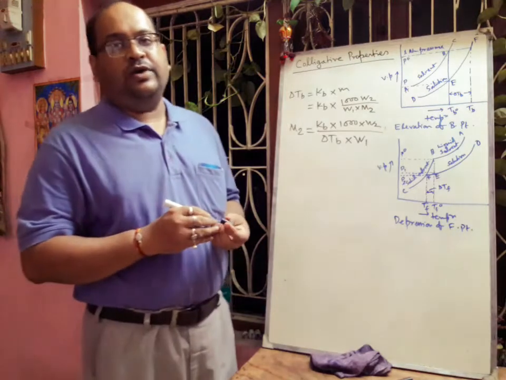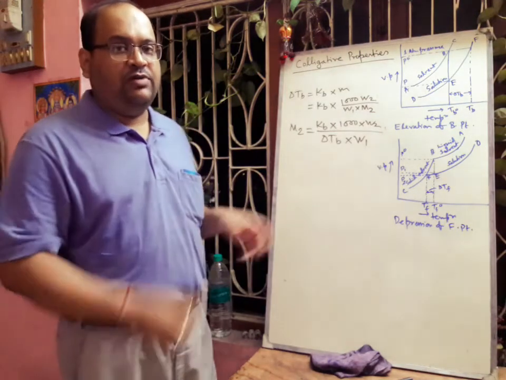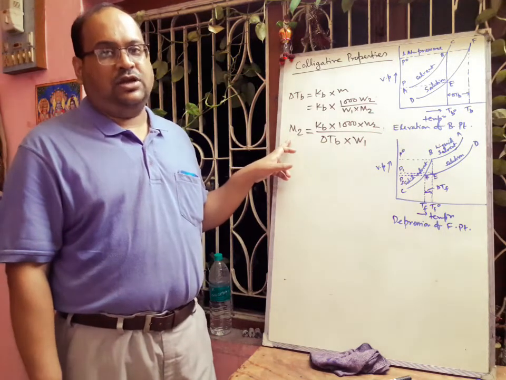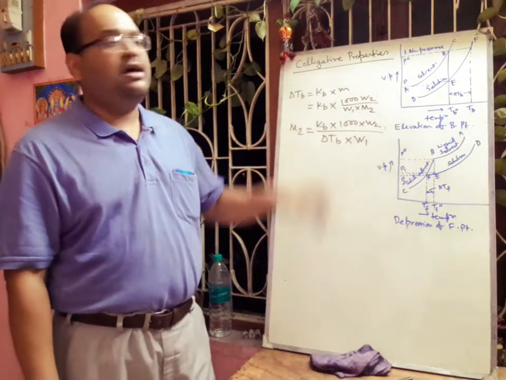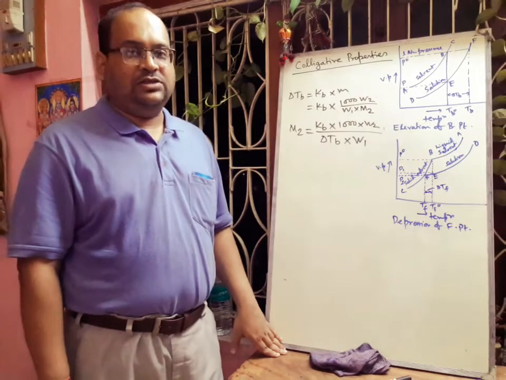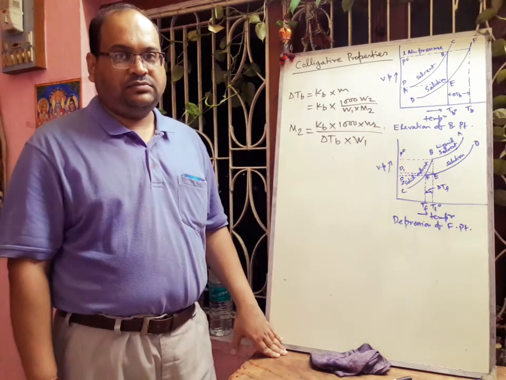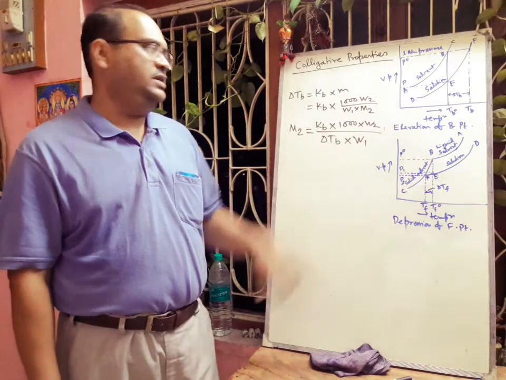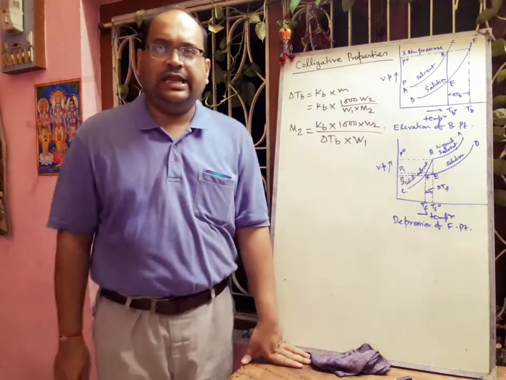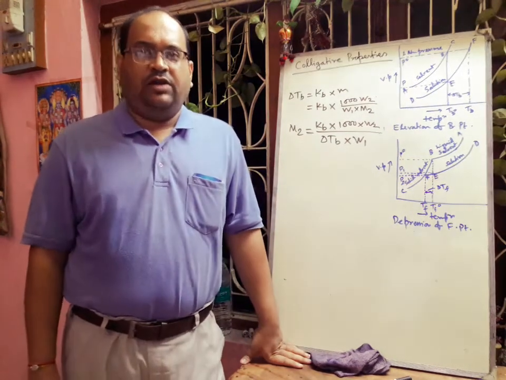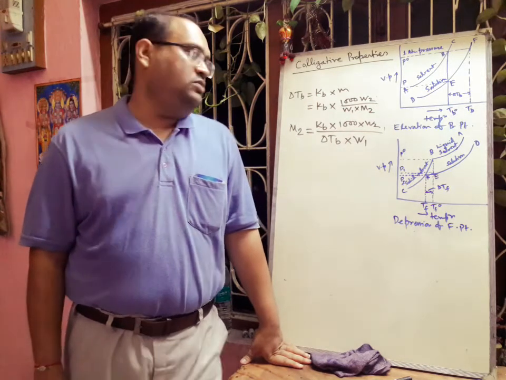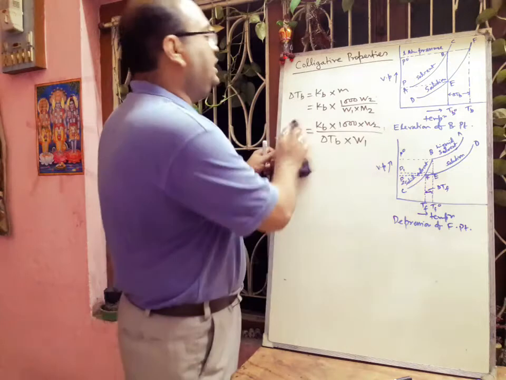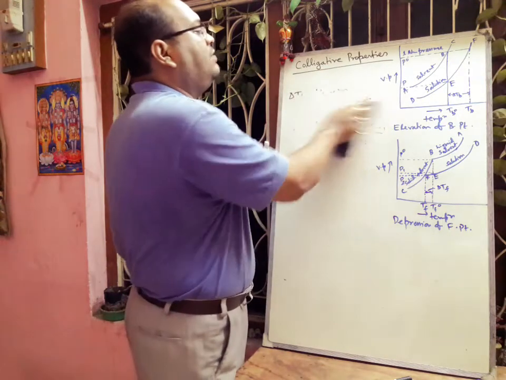Here M2 is the molecular weight of the non-volatile solute, W2 is the weight of the non-volatile solute, and W1 is the weight of the solvent. So in this way we can calculate the molecular weight of a non-volatile solute. You have to also remember this expression. Derivation is not required. From here you can also write.